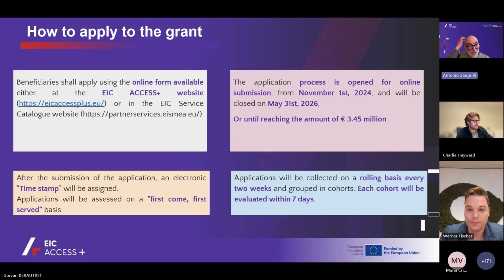So how to apply? We have 2 ways for the application. The first one is you can go through the EIC Service Catalogue, as illustrated before by Teodora. There's a button there. You can click the button and you are redirected to the EIC ACCESS Plus website, and you have to register to our website, and then you can move on to the ACCESS Plus templates. Or you can go directly to our website. There is a link listed, and you can go to the funding landing page. From there you can go into the registration page, register yourself, and then move on to the templates.